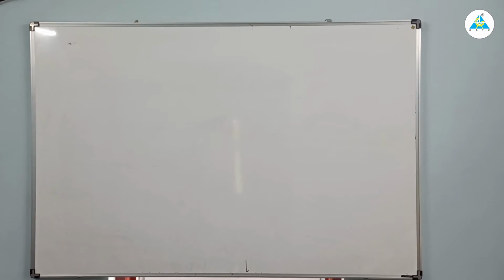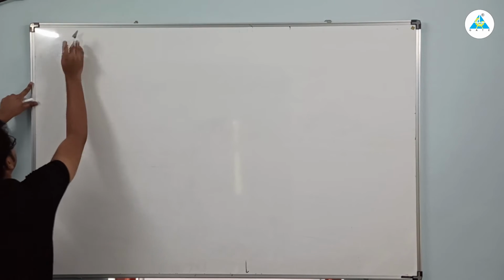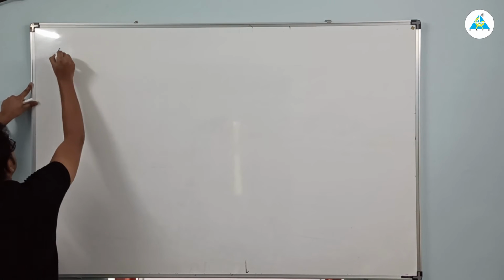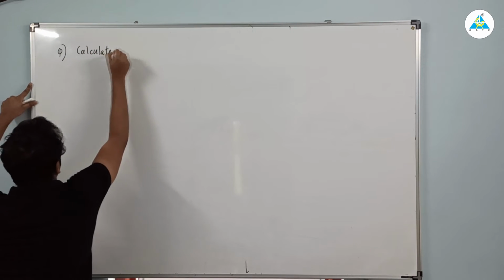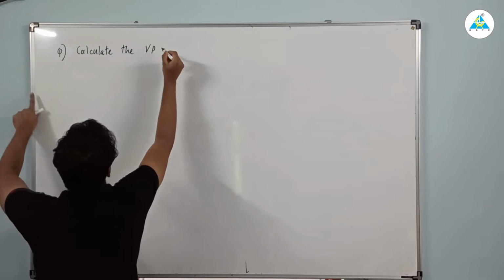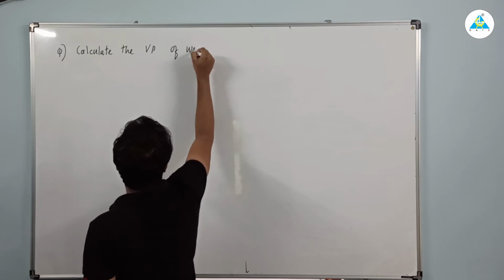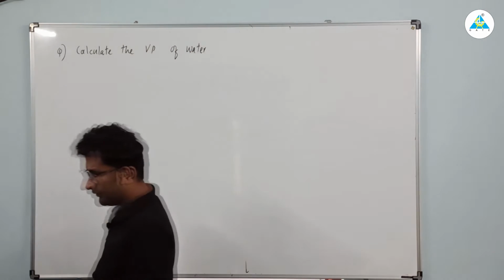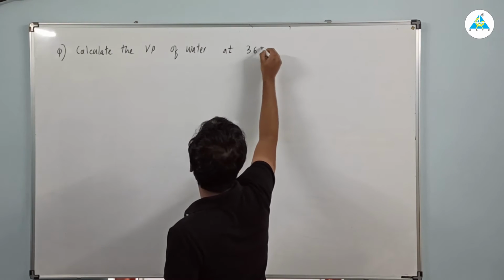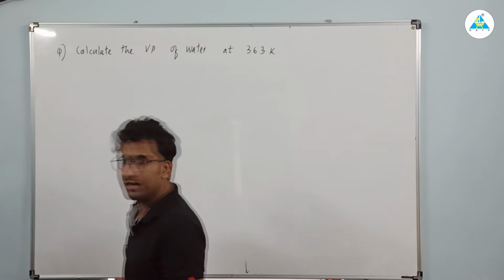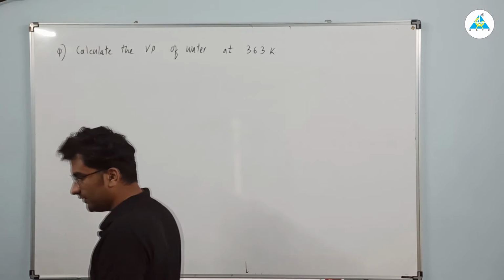I'm writing the first question. The question is: calculate the vapor pressure of water at 363 Kelvin. Calculate the vapor pressure of water at 363 Kelvin.